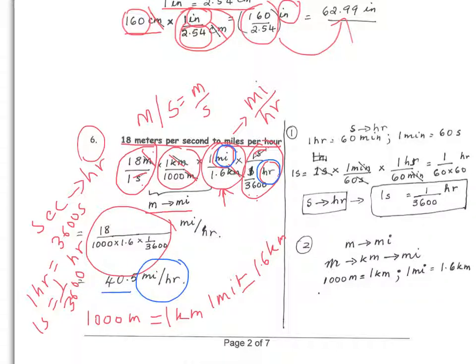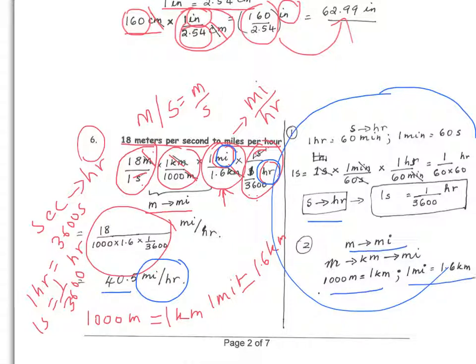And the final answer is 40.5 miles per hour. So here we've done all the work related to conversions, how we change seconds to hours, how we change meters to miles using the two equations. 1000 meters is 1 kilometer, 1 mile is 1.6 kilometers. We've used these equations in the calculations to get our answer.